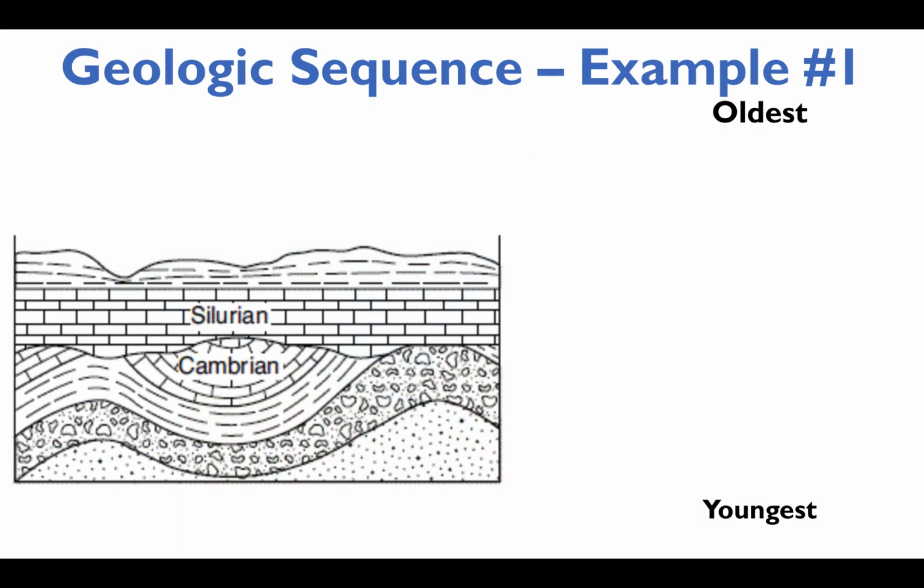So we're going to end today with going through 2 examples of how we can conduct a geologic sequence. What you're going to need to do in this class is put geologic events in order from oldest to youngest, or more specifically, oldest to more recent. So let's go through this together.